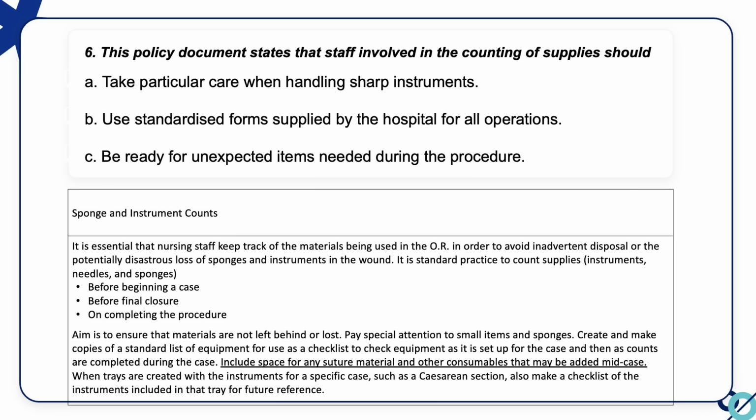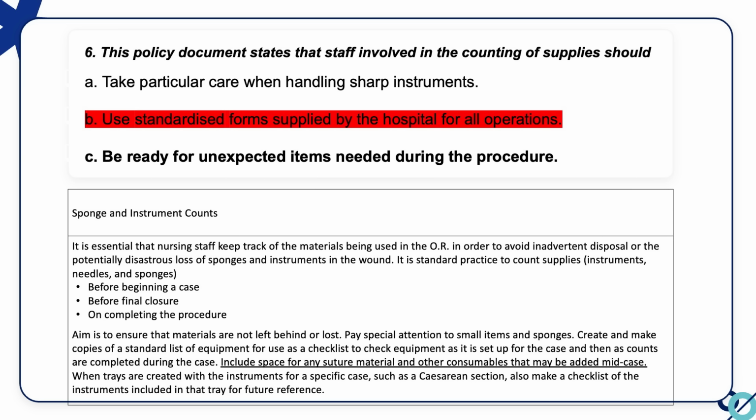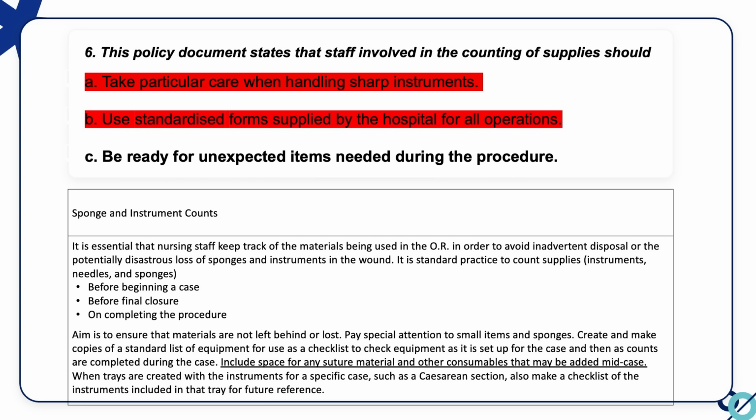For question 6, the correct answer is C. Be ready for unexpected items needed during the procedure. The text advises including space for consumables that may be added mid-case, which prepares for unexpected needs. B is wrong because it says create a standard list, implying that staff create it, not that it is supplied by the hospital. A is wrong because the text is about counting, not handling instruments.